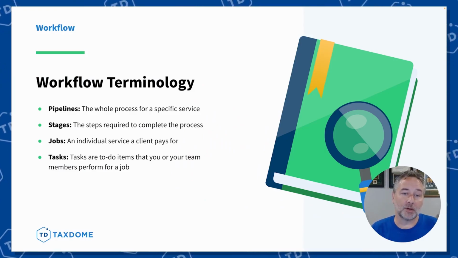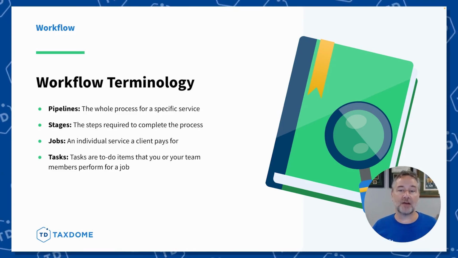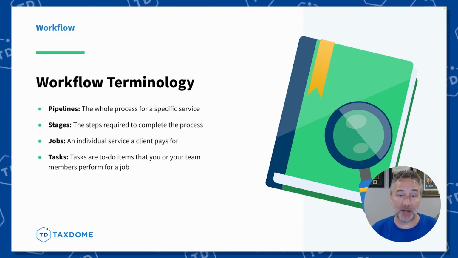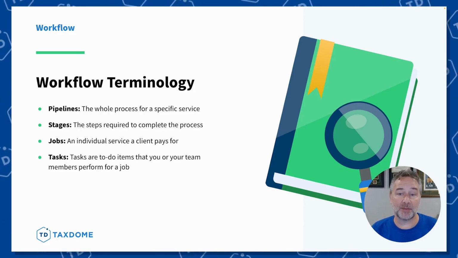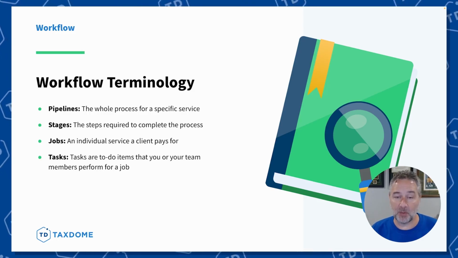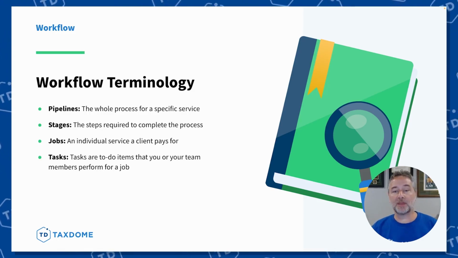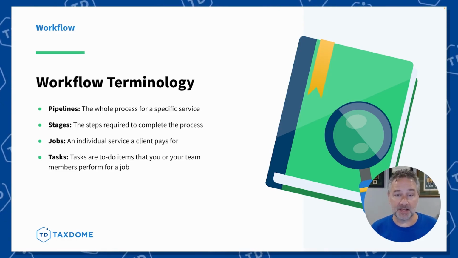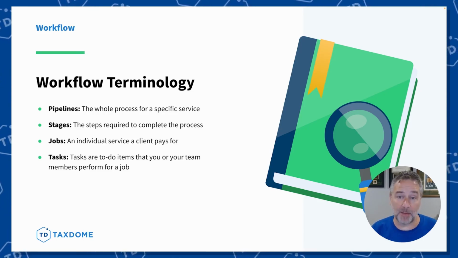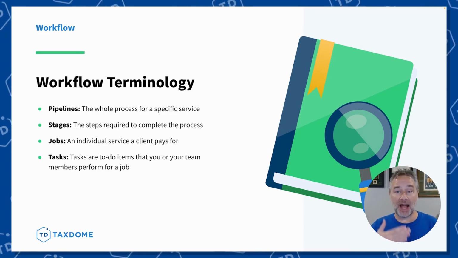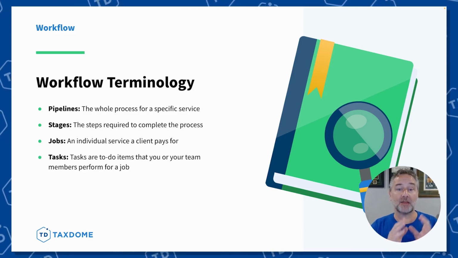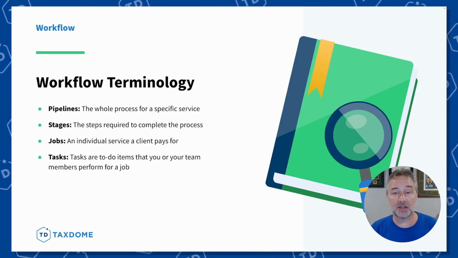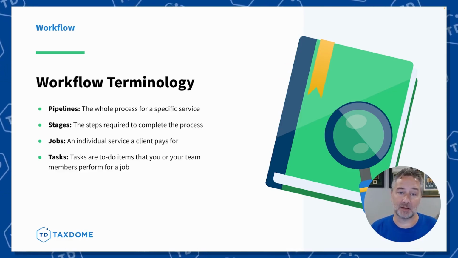The workflow is the umbrella term that covers everything work-related, but the main terms that you need to know about are pipelines, stages, jobs, and tasks. Those are the big ones. Pipelines represent the whole process that you do for a specific service. This means that the pipeline itself is the process, and because of that, you'll have it split into stages, meaning the steps that you will take to complete that process. Stages are the steps in those processes.